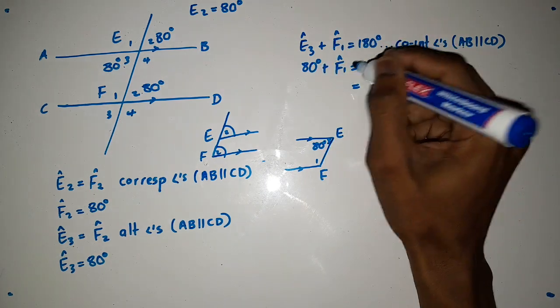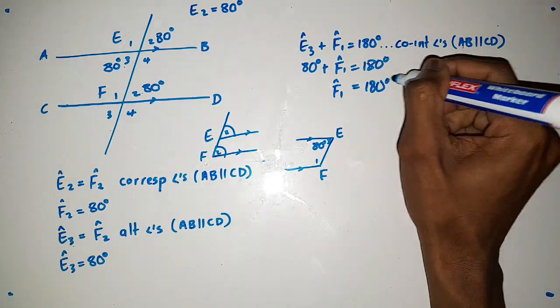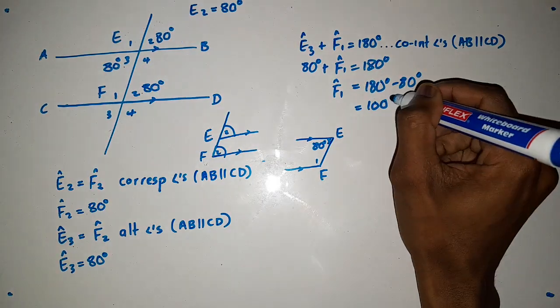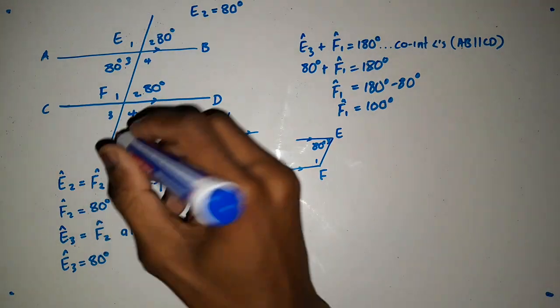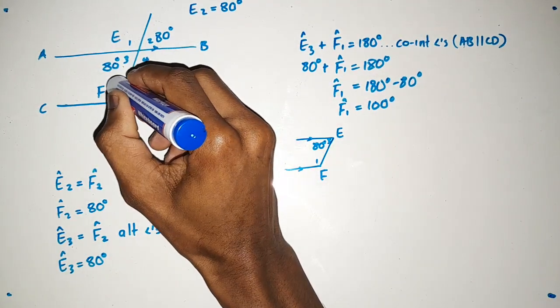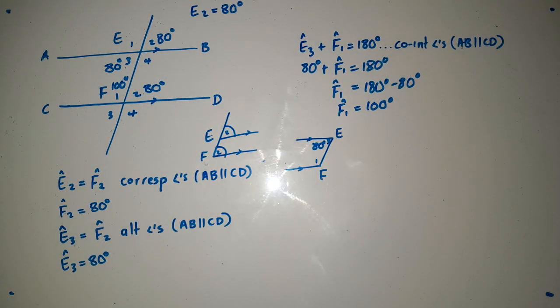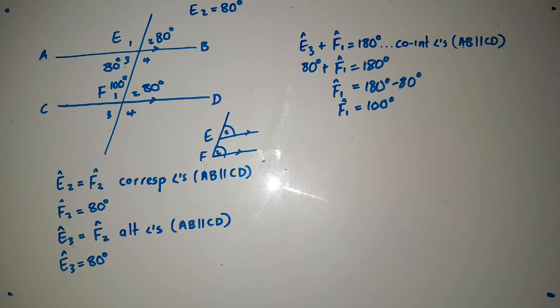Let us take 80 to the other side. We are going to say 180 minus 80 degrees. Then you get 100 degrees, F1. Now we know that our F1 is going to be 100 degrees. Okay, like this. Then how are you going to figure out the value of E4?